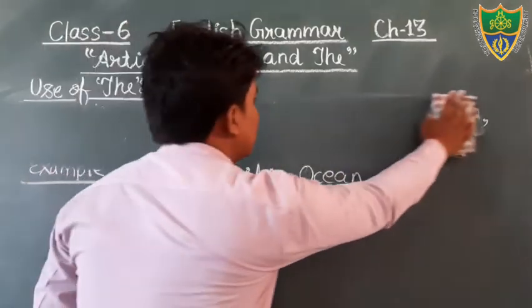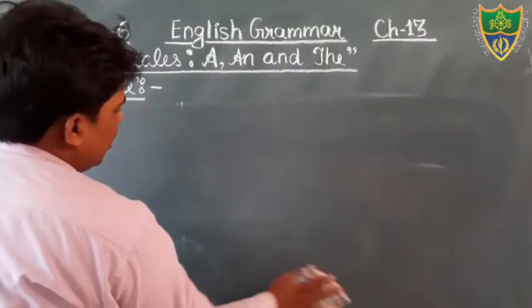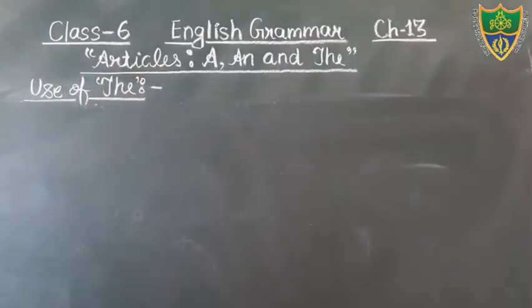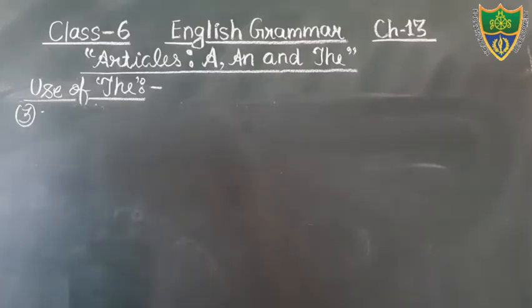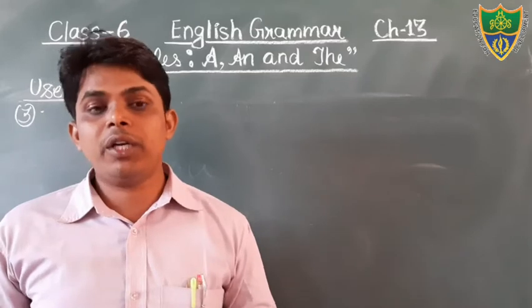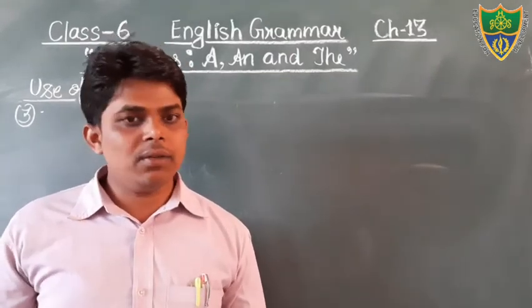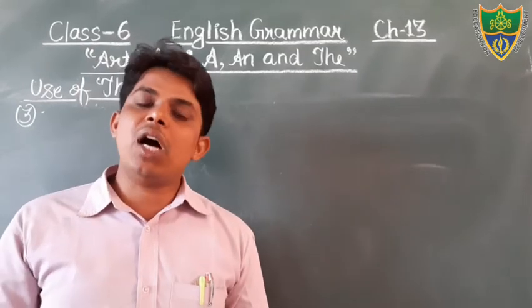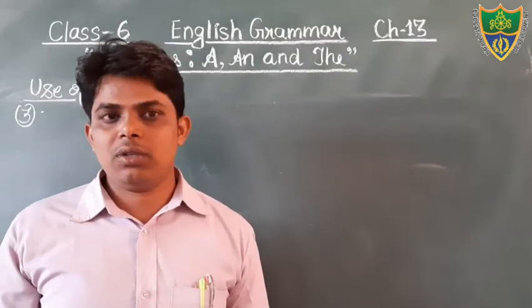Now we will discuss the third use. There are so many rules. Where do we use the article the? Just see students, the is also used with a unique object that is only one in this world, for example earth, sun, moon. Therefore, we will also use the article the before things that are unique.